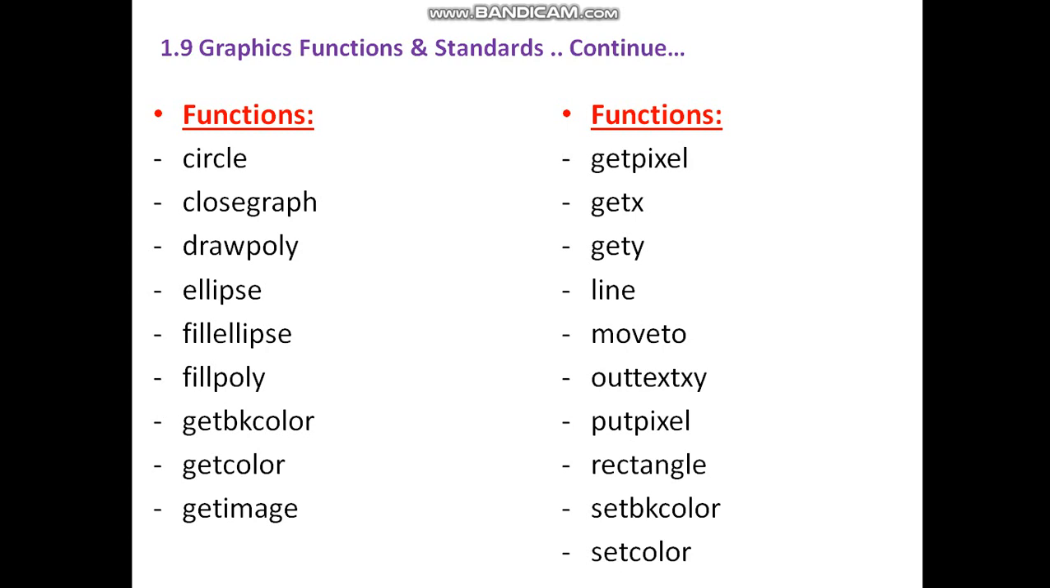The first function is circle. The circle function is used to draw a circle with center x and y, and the third parameter specifies the radius of the circle. The declaration of the circle is void circle(int x, int y, int radius). Then closegraph.